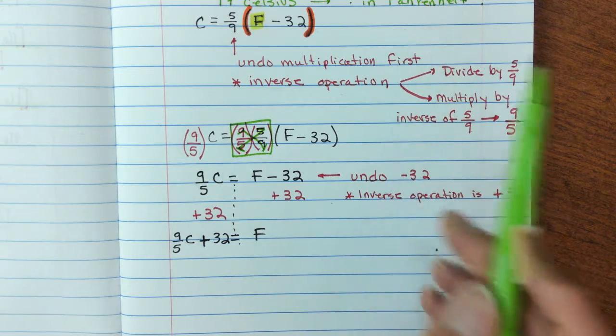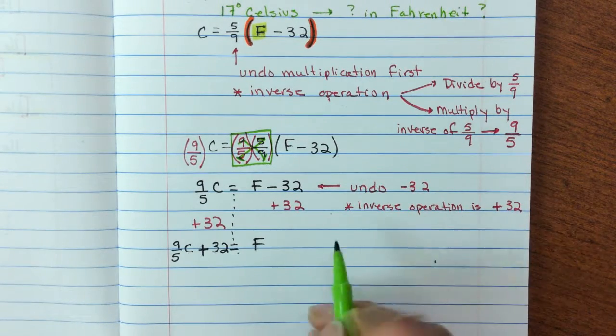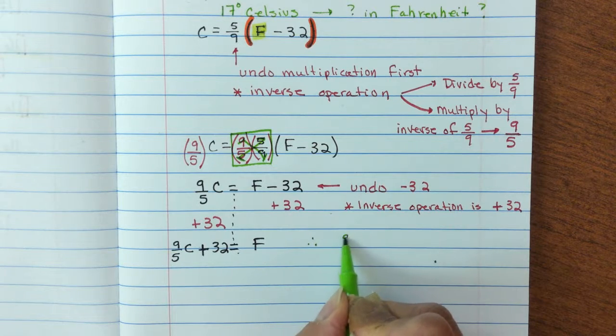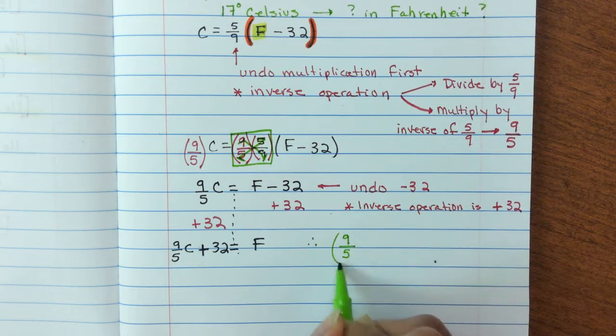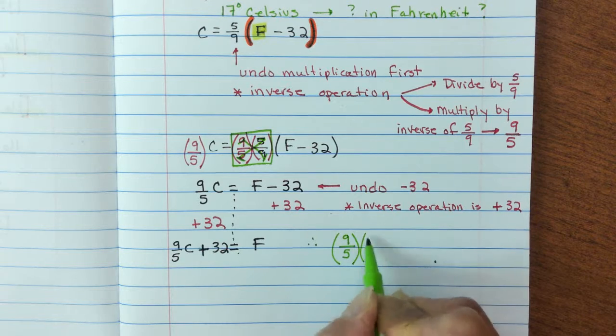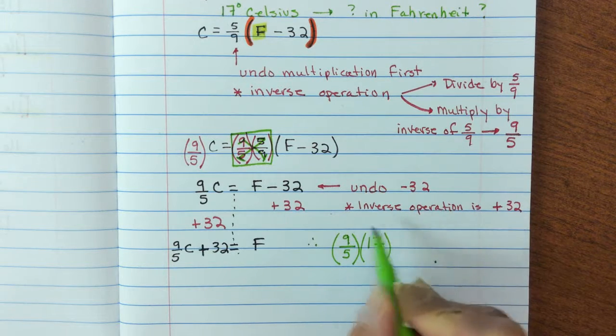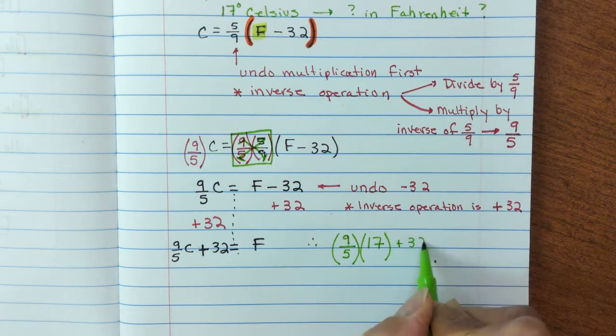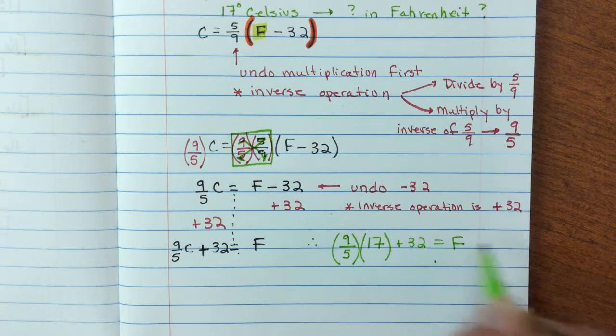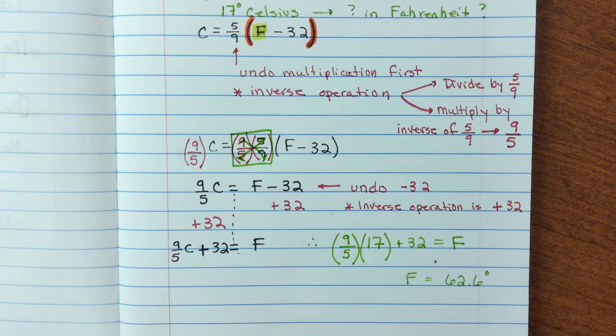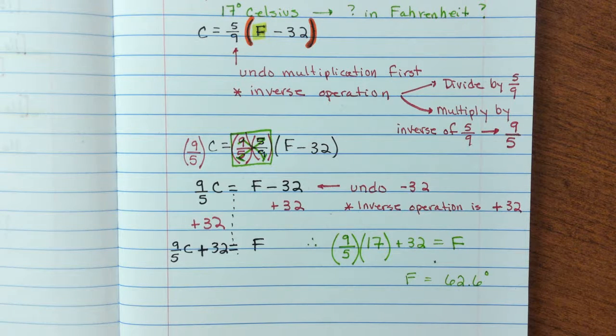So let's see, what would my degree in Fahrenheit be? I would do 9/5 times 17 plus 32. That equals my degrees in Fahrenheit. And when I work that out, it is 62.6 degrees Fahrenheit. So 17 degrees Celsius is the same as 62.6 degrees Fahrenheit.